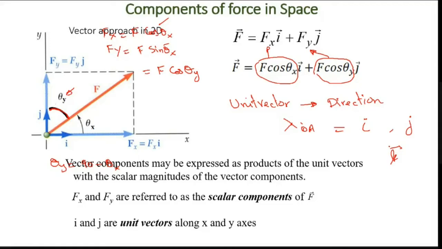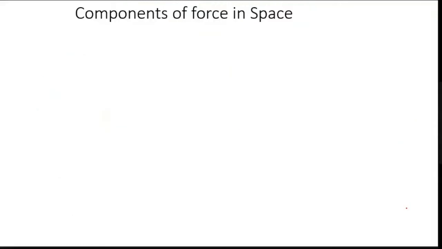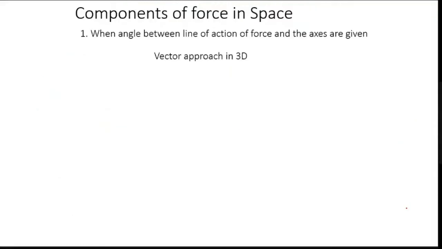In vector, if you have two vectors, A vector and B vector, then A dot B gives you a scalar value. It's a scalar quantity. Only if you take a cross product will you have a vector quantity. Anyway, you are not going to consider that much. I'm telling you simply.